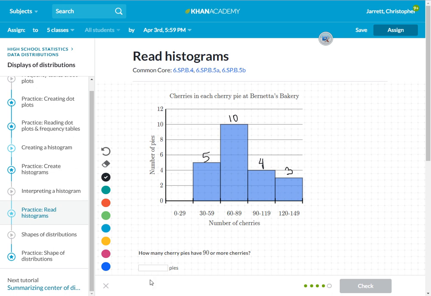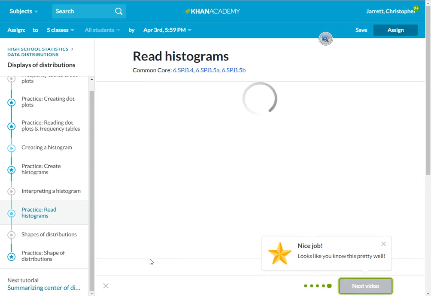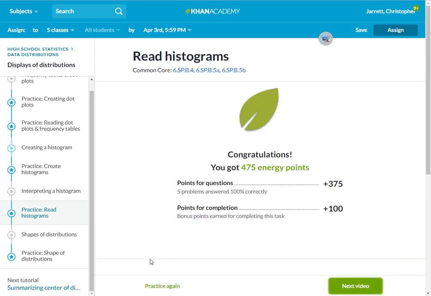So how many cherry pies have 90 or more? Well, that would just be everything that is 90 or greater. So you have 4 here. That's 90 or greater. These 3 are also 90 or greater. So altogether, 4 plus 3 gives you 7. So that's really all you have to do. It's just a matter of paying attention to what the question's asking you, knowing how much each category or range is represented, and answering the questions from there. So hope that helps. Let's get it done.